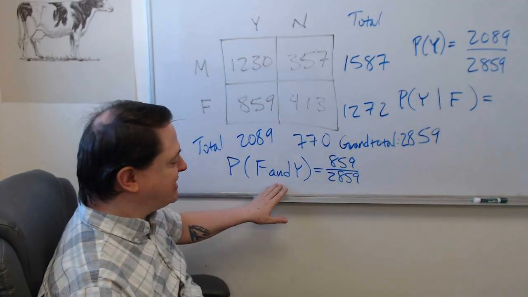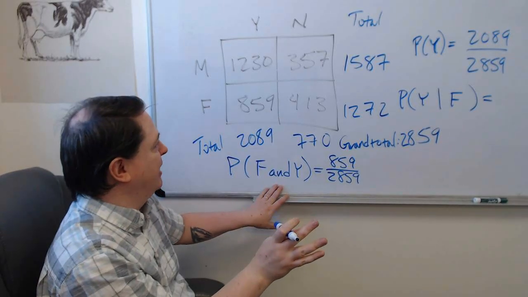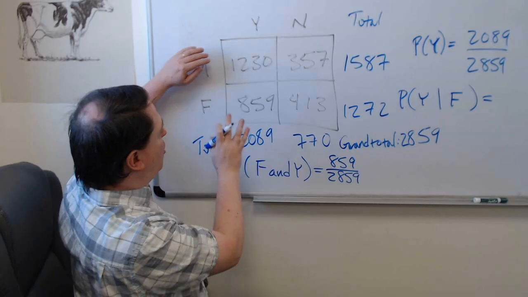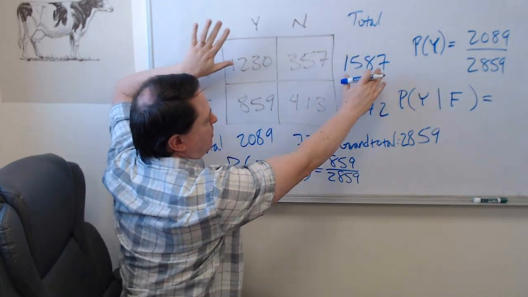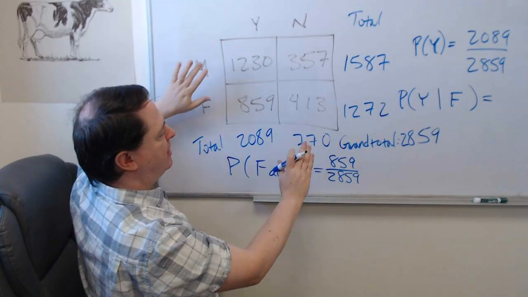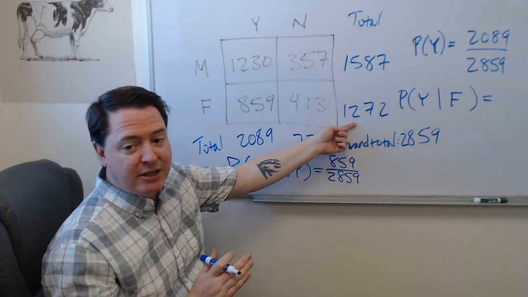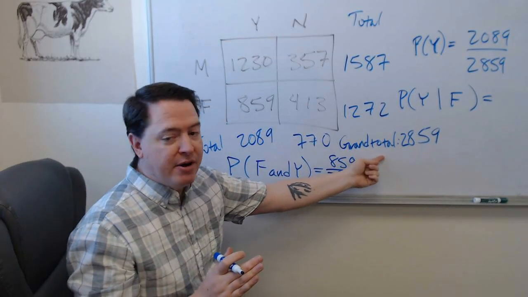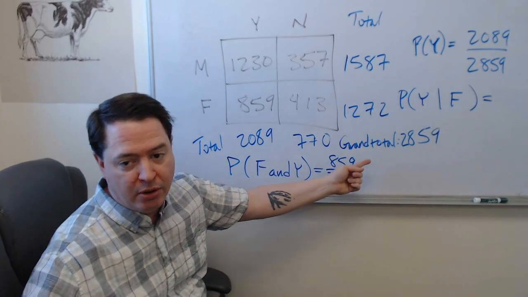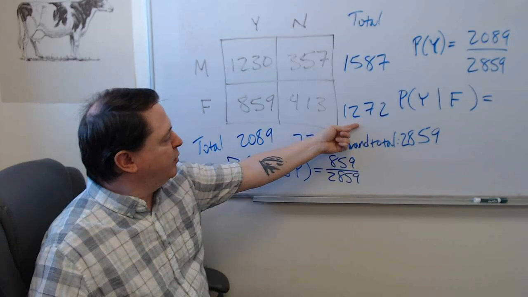Okay, so this is different than the situation we had right here where we were just randomly selecting anybody. Now we're told this is not a male, right? So we can just ignore this whole top row. That's irrelevant for us. And where that really comes into play is that we're only looking at these 1,272 females. We are not looking at the total 2,859.